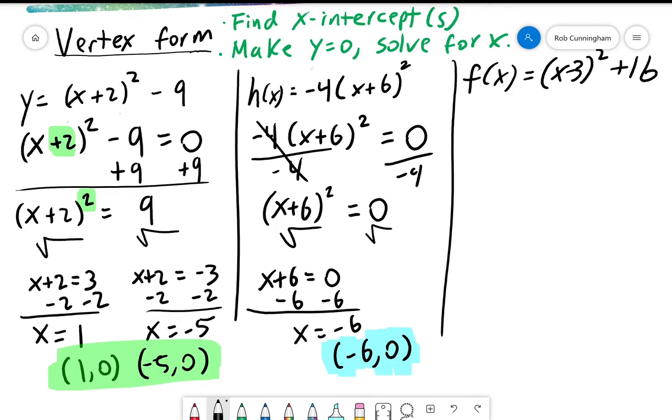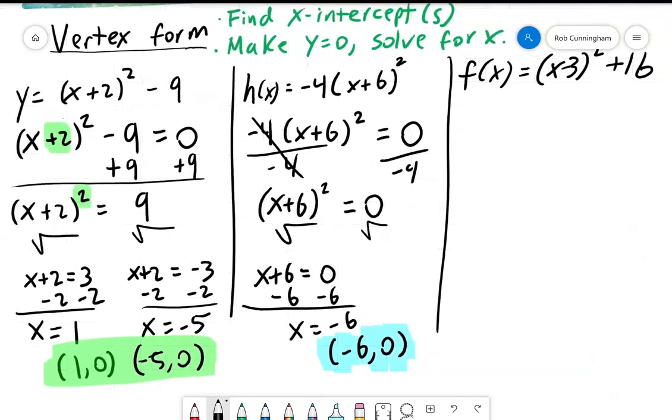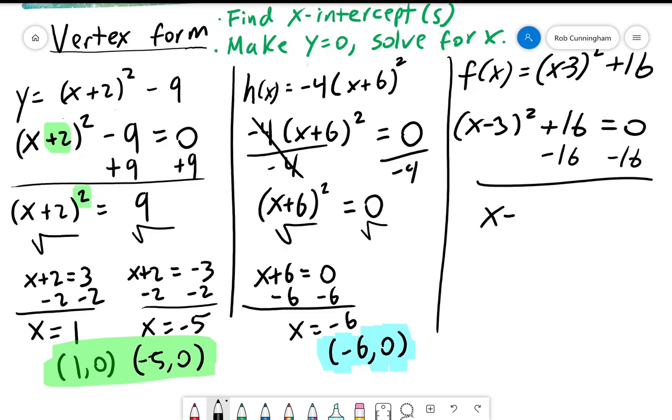All right, last example. f of x equals (x minus 3) squared plus 16. All right, well, same first step, set y equal to 0. So we get (x minus 3) squared plus 16 equals 0. Okay, next step, subtract 16 from both sides. We get (x minus 3) squared equals negative 16. Next step, to get rid of the squared, we square root both sides.